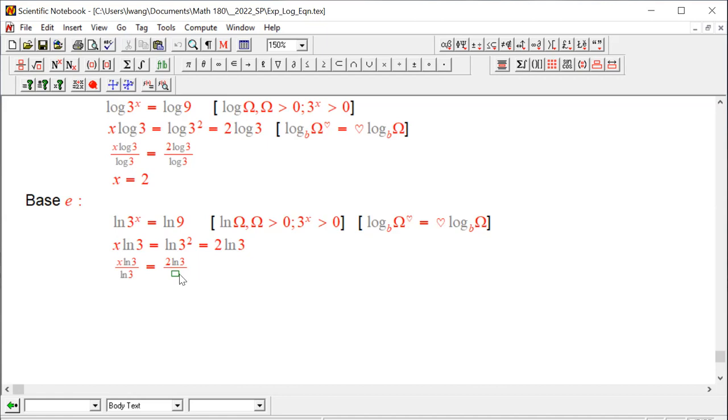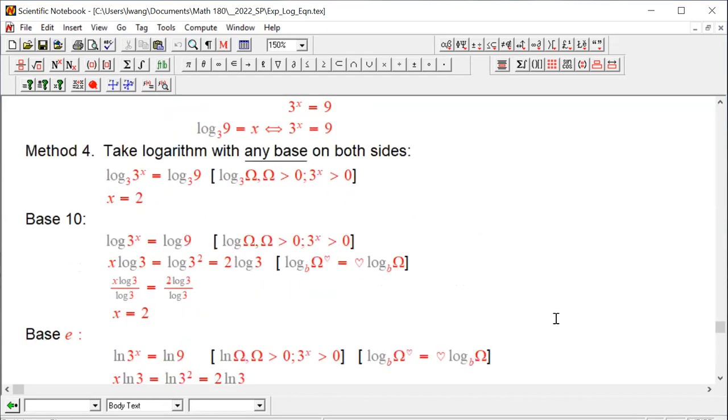ln 3. Right, so once again, treating ln 3 together, this is a single number. This is a single number. So as a result, x equals 2 again.